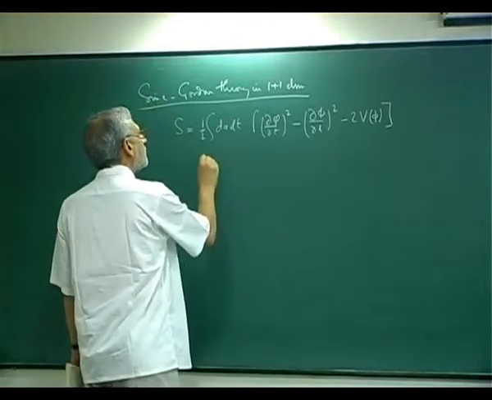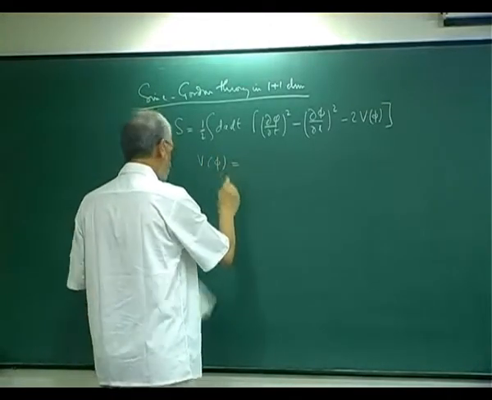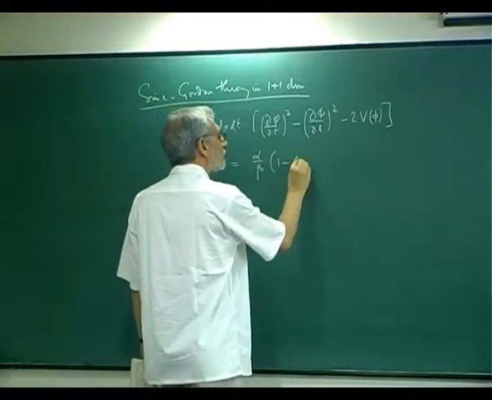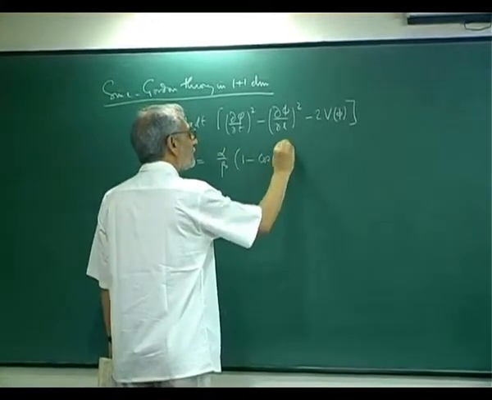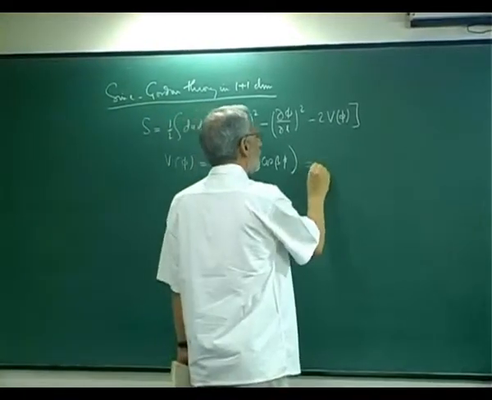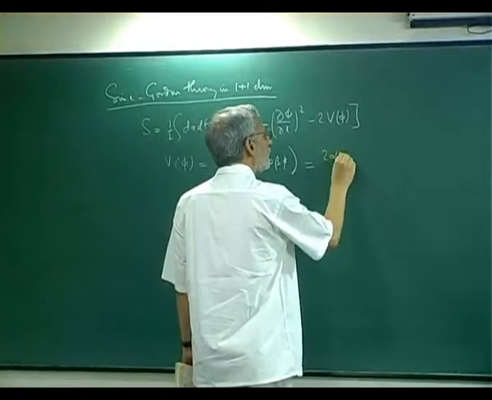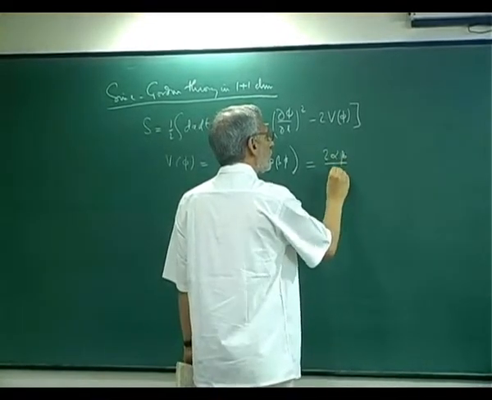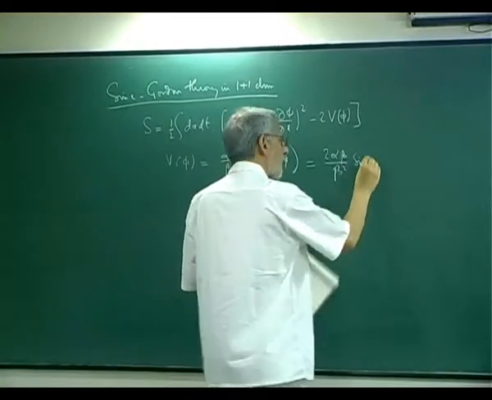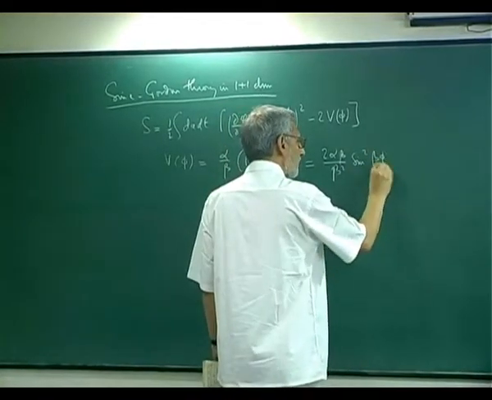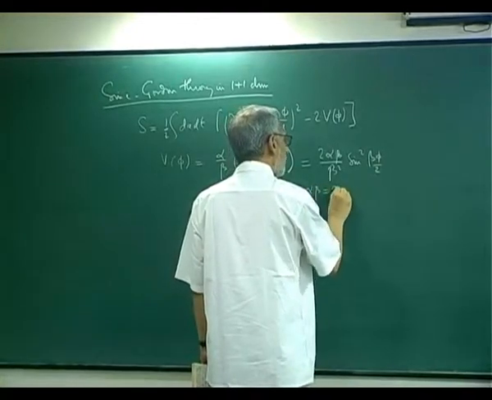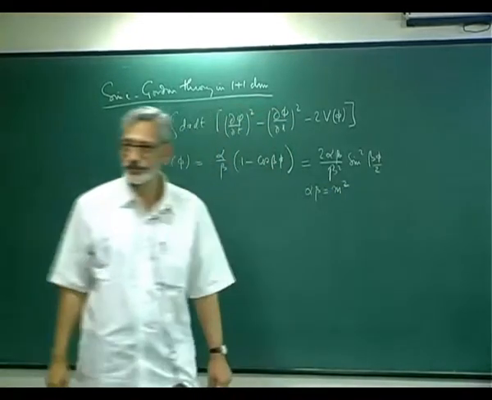Where V(phi) was alpha by beta times (1 minus cosine beta phi), which we also wrote as 2 alpha by beta square times sine square of beta phi by 2, and alpha by beta we called m square.